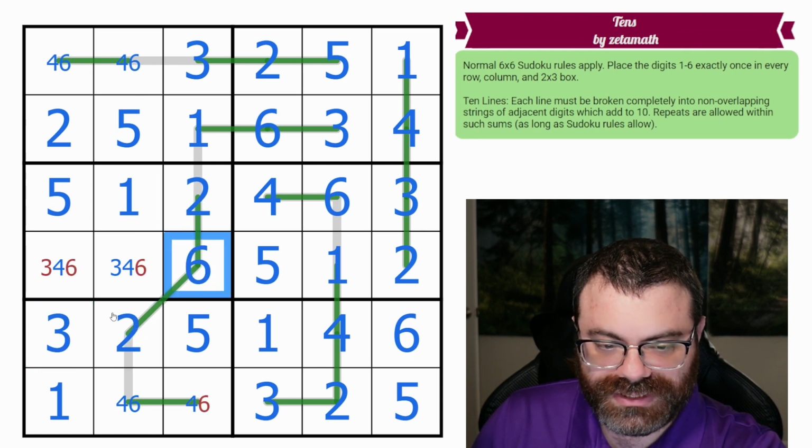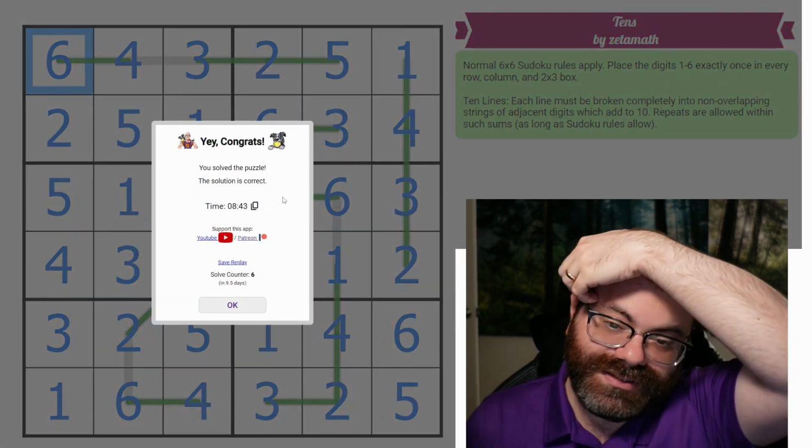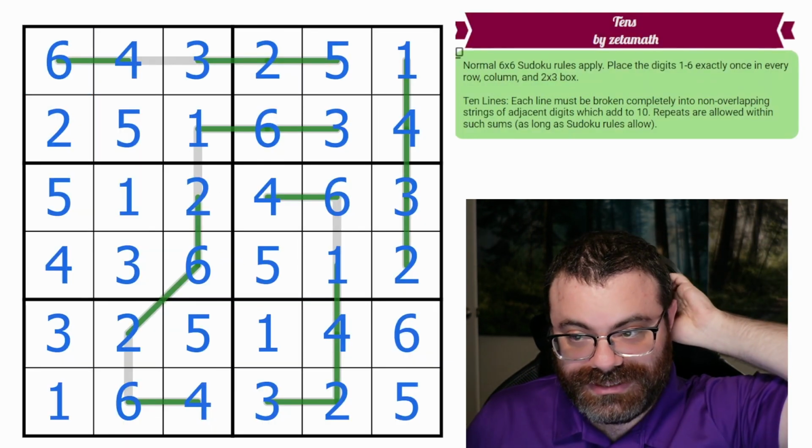This is 3 and 2. 2 plus 2 is 4. We need 6 with that. 4 and 6. Looks like we're finishing up. Very nice. That was a super cool puzzle. I enjoyed that, Zetamath.